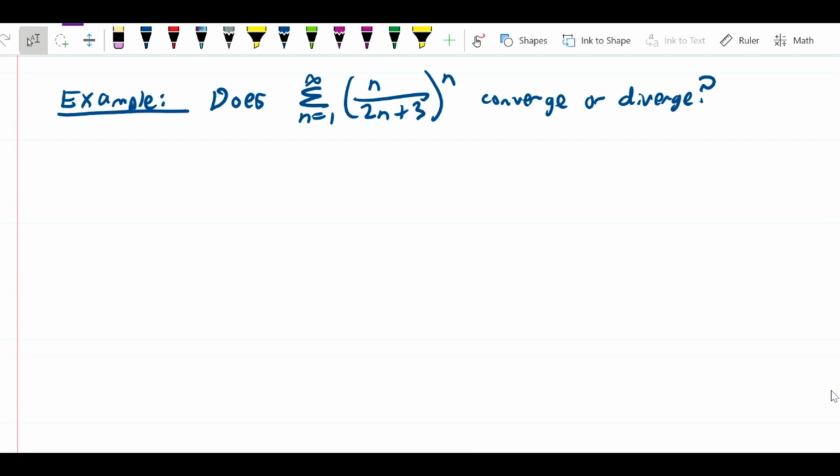So I just want to show an example involving the root test. In general, the root test is going to work when you have an entire expression, when the series definition has an entire expression being raised to a power of n or something involving n.